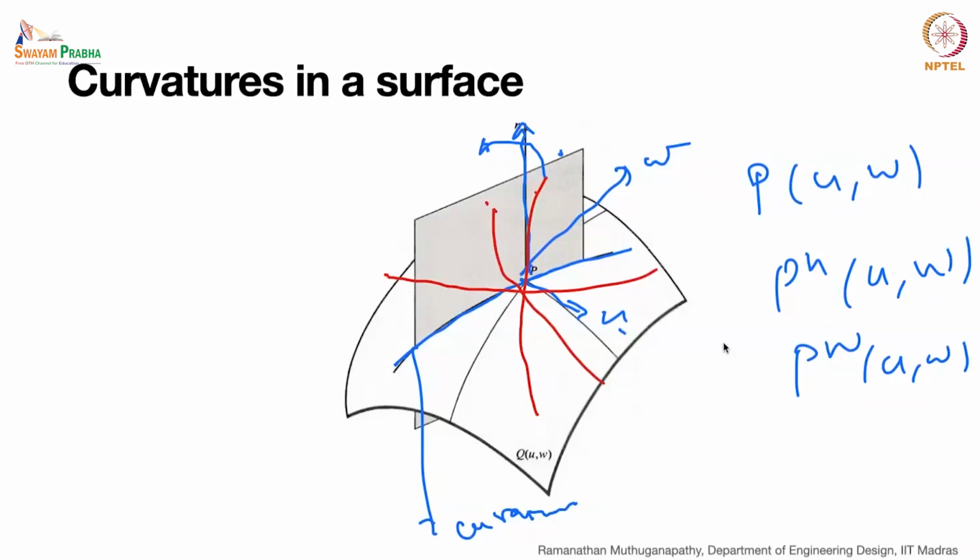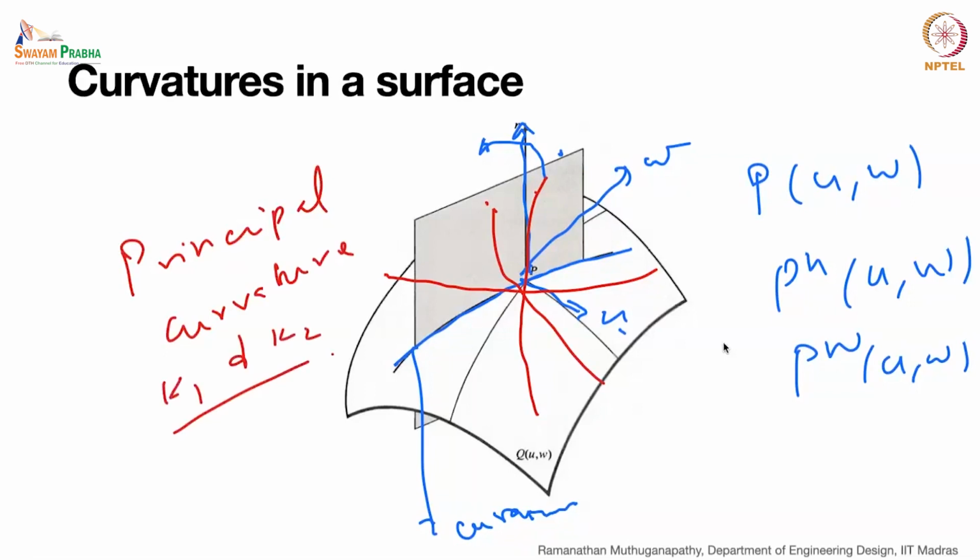Each curve will have a curvature on its own, correct? This curvature, when you take the maximal and minimal of these curvatures, then you get what are called the principal curvatures. This is a very important concept in surfaces. So K1 and K2. These principal curvatures locally will determine how the surface is. So there is a Gaussian curvature, which is K1 times K2, and then there is a mean curvature, which is K1 plus K2 by 2.